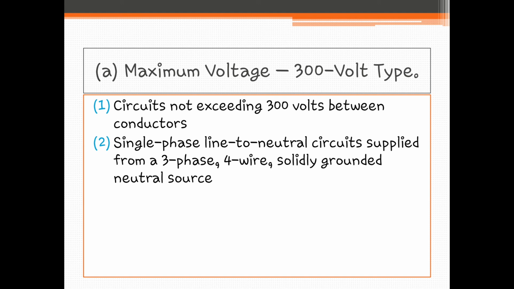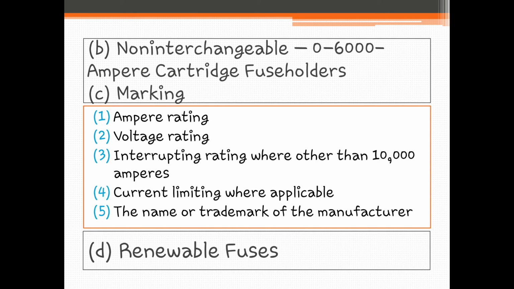Next is single-phase line-to-neutral circuits supplied from a three-phase, four-wire solidly grounded neutral source where the line-to-neutral voltage does not exceed 300 volts. Kapit lang guys, no? Murag hapit na ta. Letter B, non-interchangeable 0 to 6,000 ampere cartridge fuse holders.